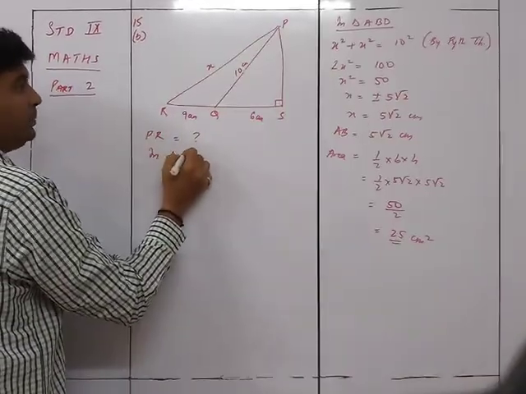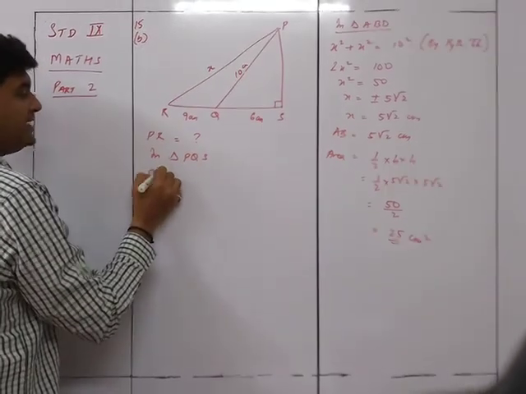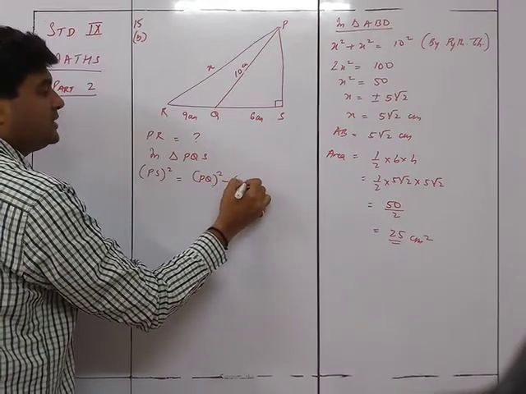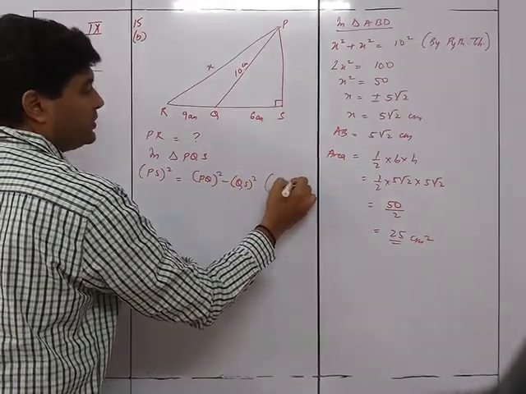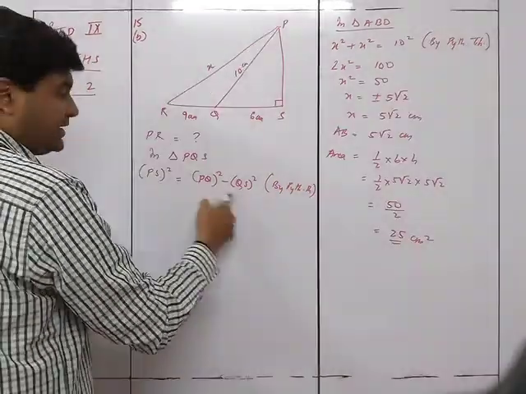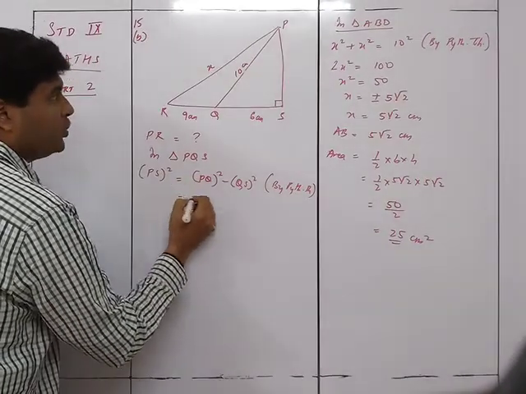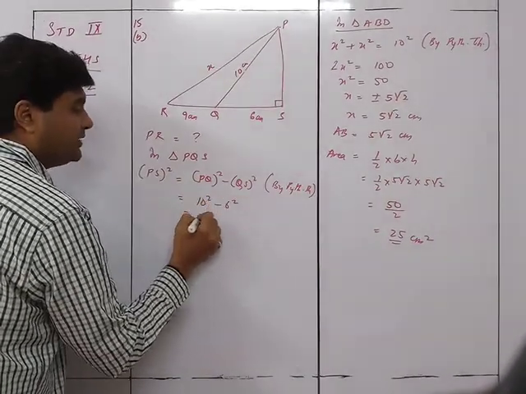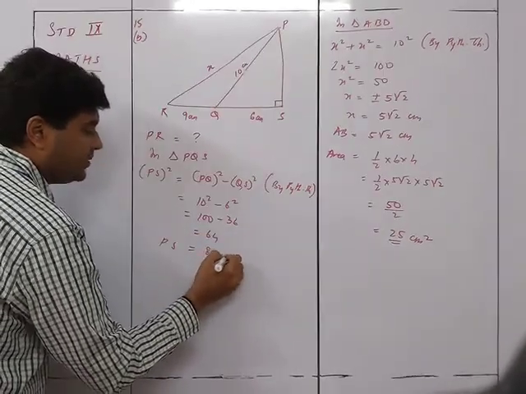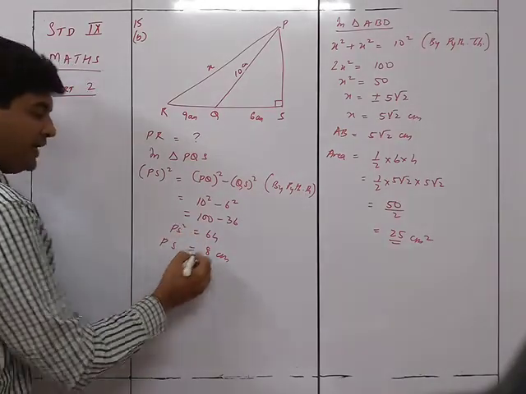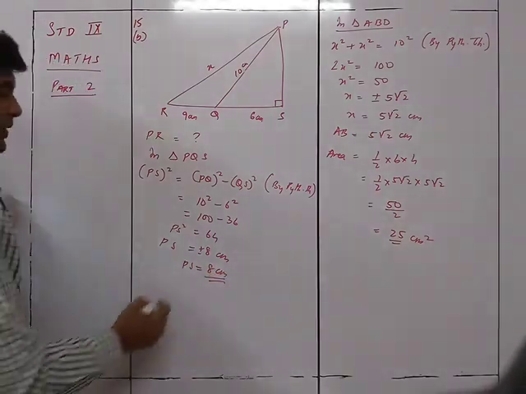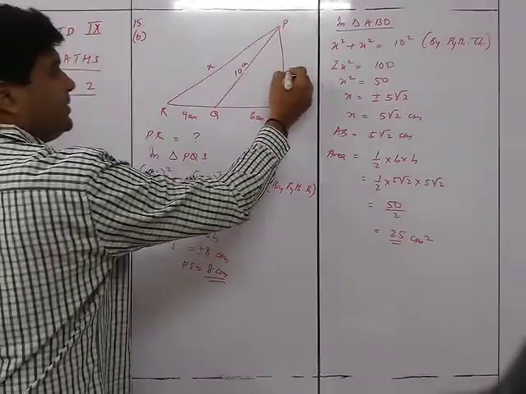In triangle PQS, PS the whole square is equals to PQ the whole square minus QS the whole square. This is by Pythagoras theorem. I have taken this minus sign over here because I put the side square as minus, directly. So that is going to be 10 square minus 6 square, is 100 minus 36 is 64. So PS is equals to 8 centimeters. It will be plus or minus, therefore PS is equals to 8 centimeters. You can write it this way. So now PS is 8 centimeters, known to us.